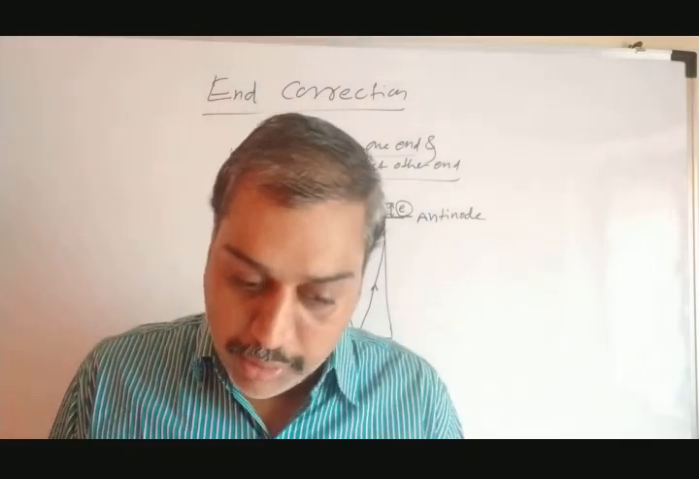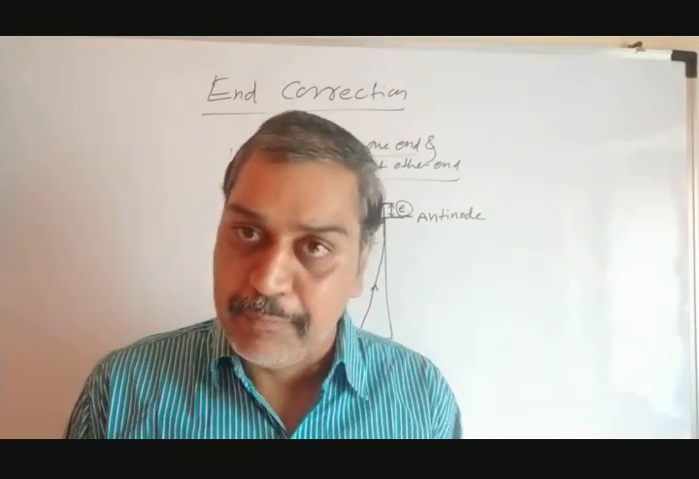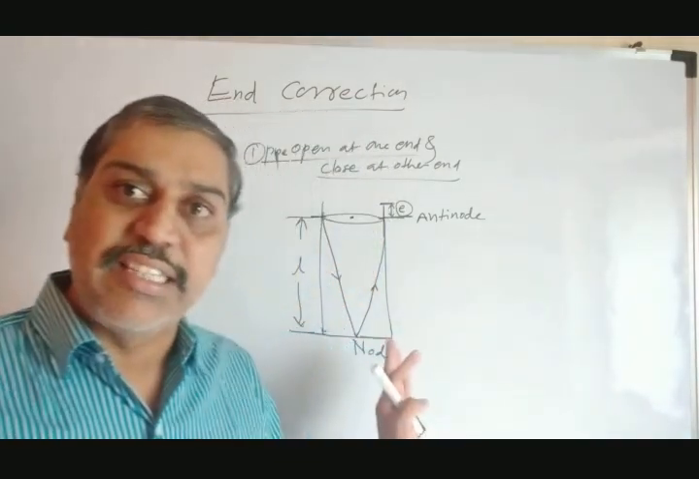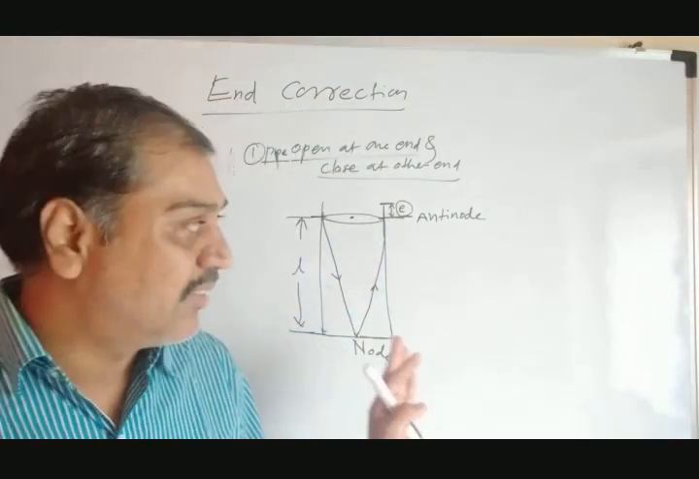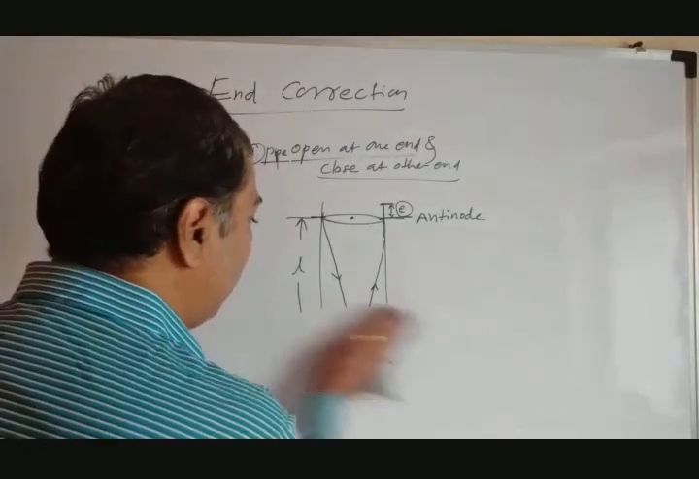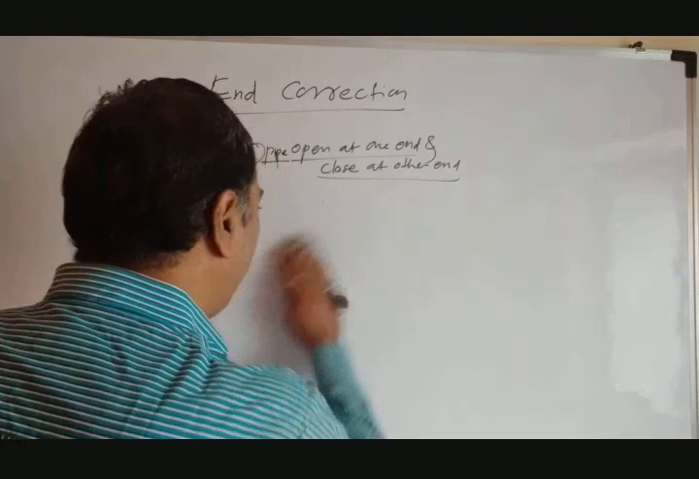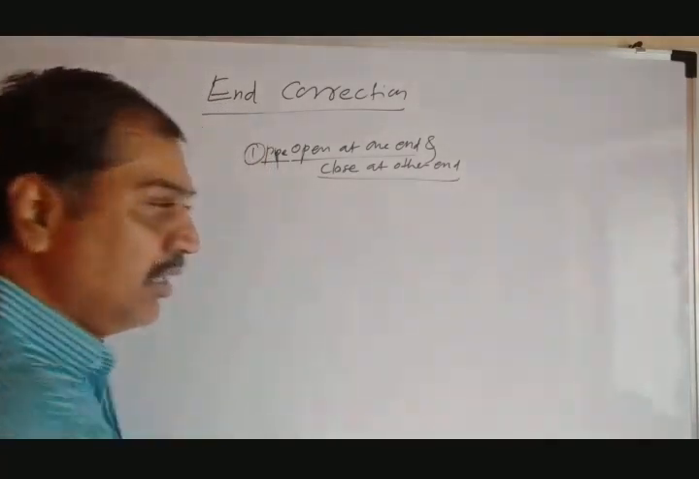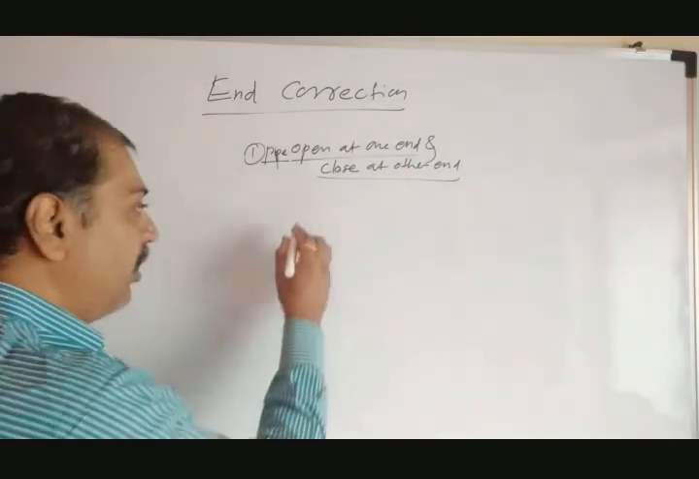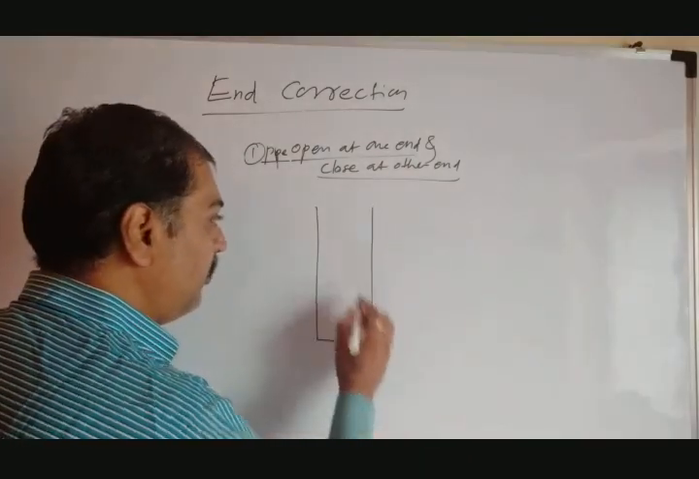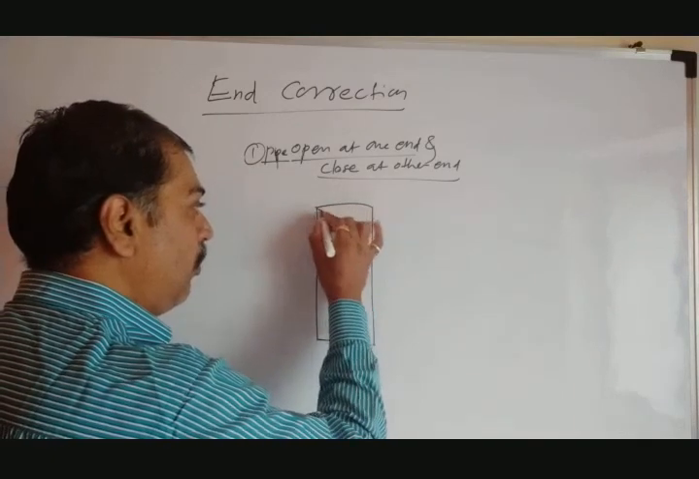According to the book, there are figures 6.9a, 6.9b and 6.9c. So I have drawn this as 6.9a. Accordingly, I will draw all three diagrams first, then we will go further. So let us draw the first one. This is the first pipe, this is the closed end, and this is the open end.